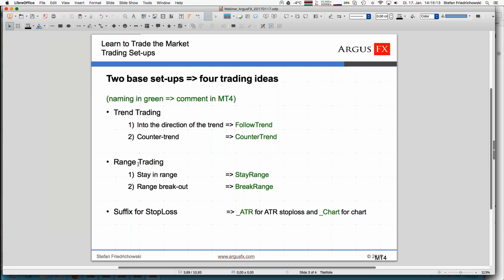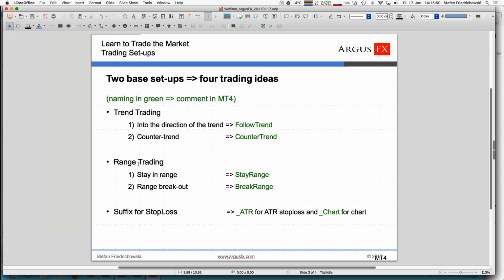One is to stay in the range. That would mean if the price goes to the upper side of that range, that would be a chance just to trade in the opposite direction. So that is stay in the range. When we expect the underlying to stay in that range, then we would use the label stay range. And the other one is the one which is called range breakout.